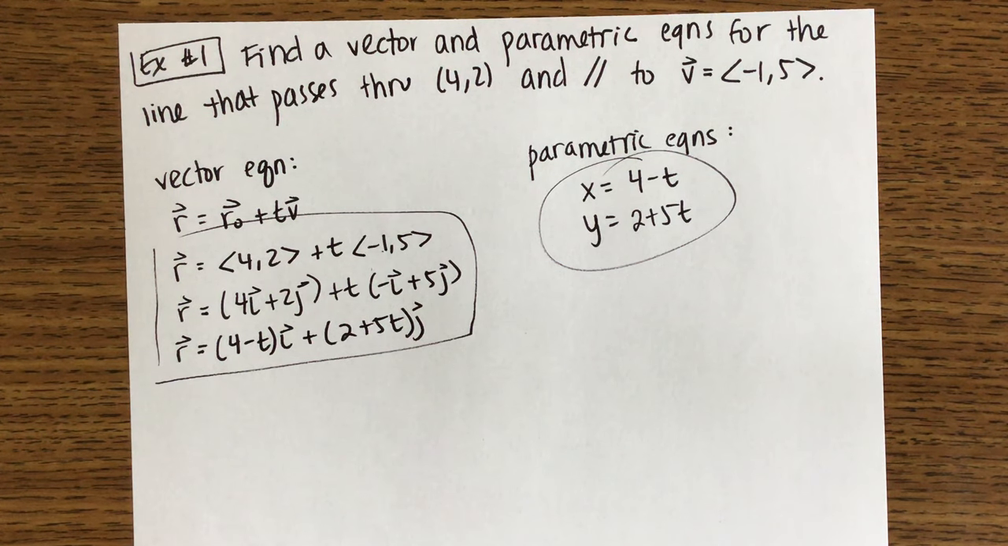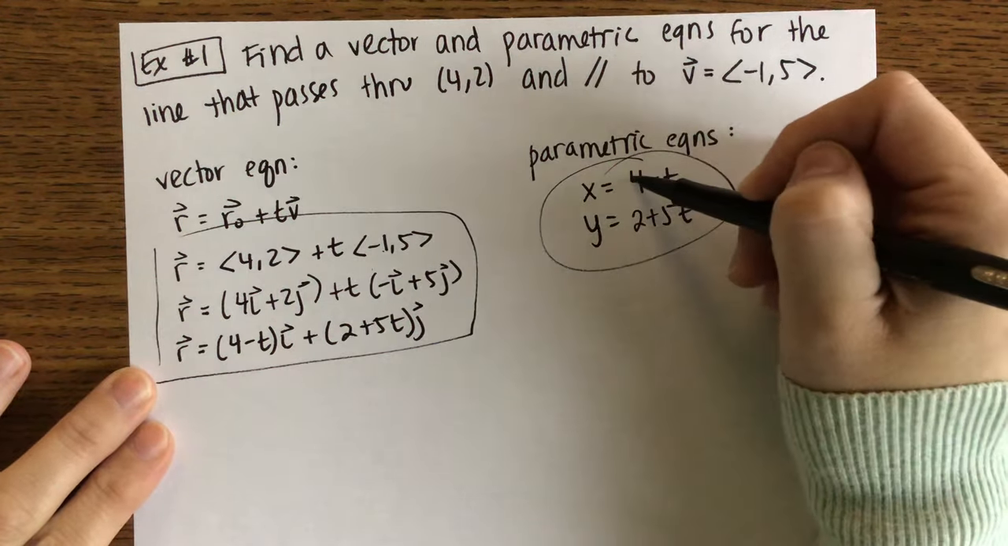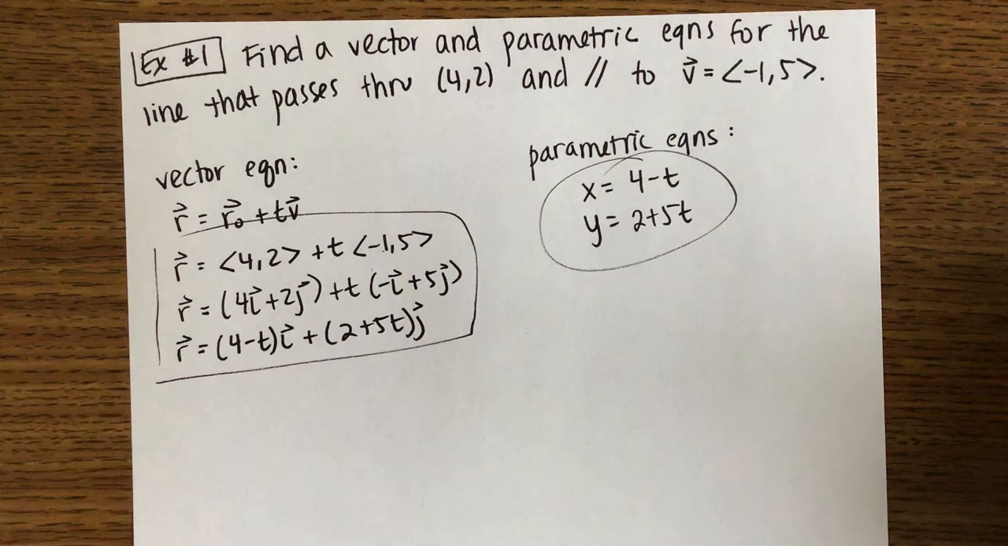Two questions for you. My first question, if I asked you to find three points on the line, could you? Any three points on the line, what would you do? Yeah, plug in different values for t. So if you plug in 1, you get the point 3, 7. So that's one point on the line.